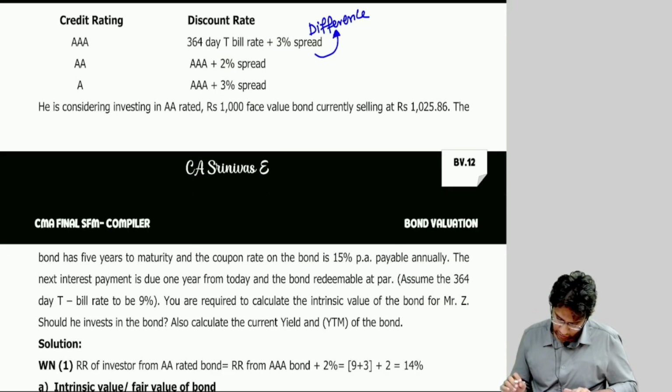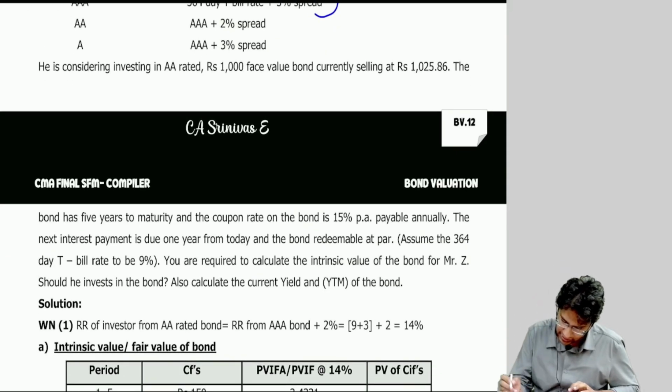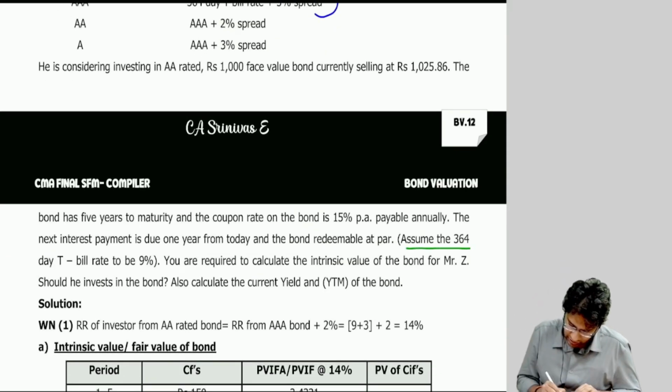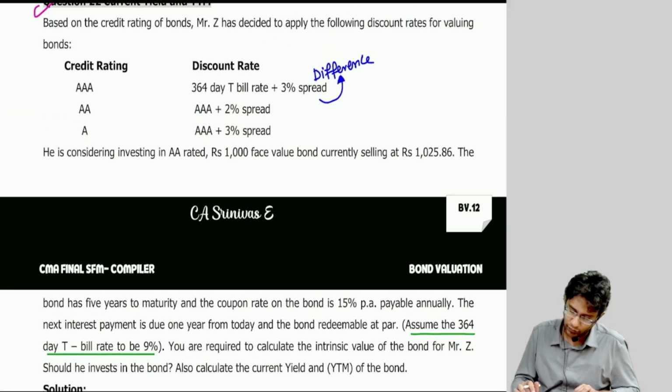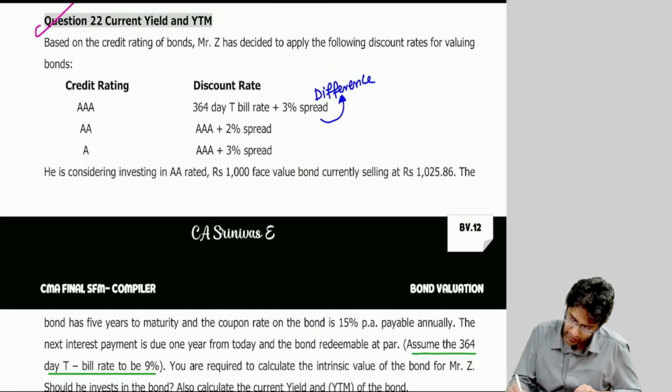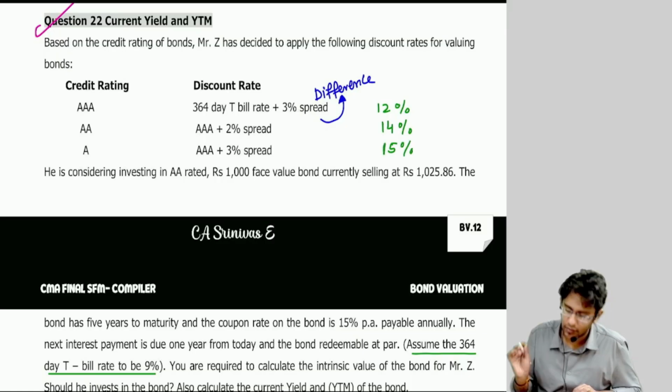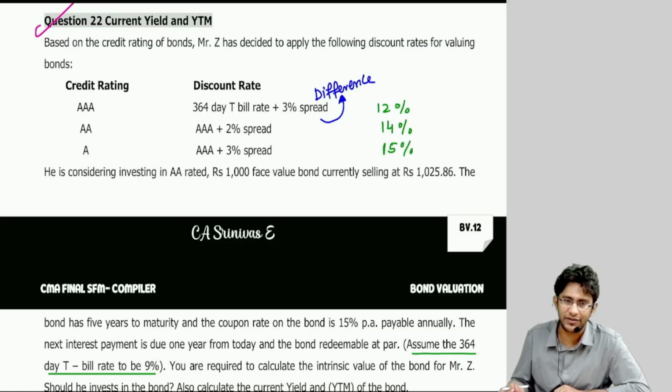Now, without reading so much, come here towards the end. Assume the 364-day T-bill rate is 9%, which means 9 plus 3, here the answer should be 12%. Is it 12 plus 2, 14%. Is it 12 plus 3, 15%. Do you understand, sir, how to fix the required returns?